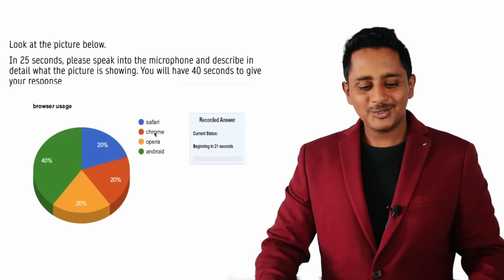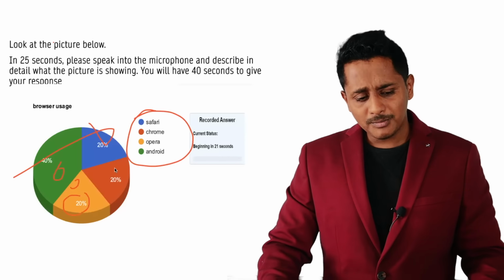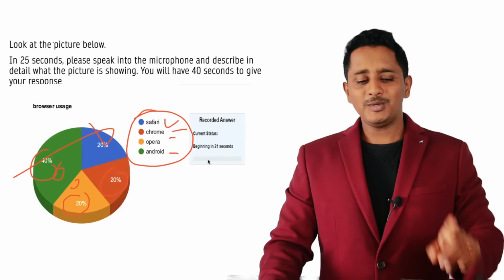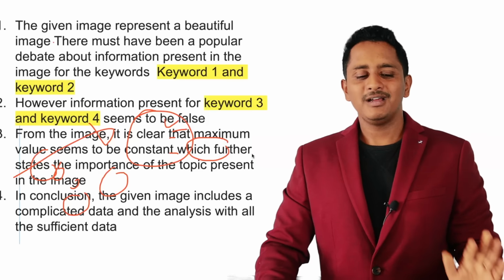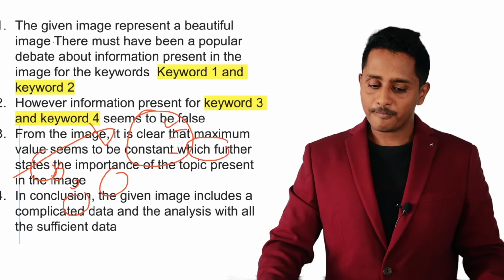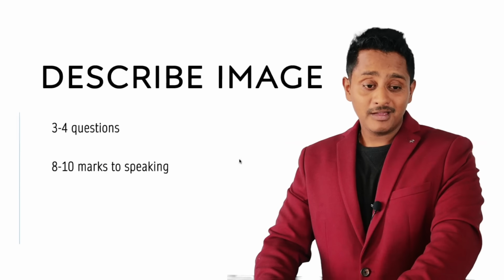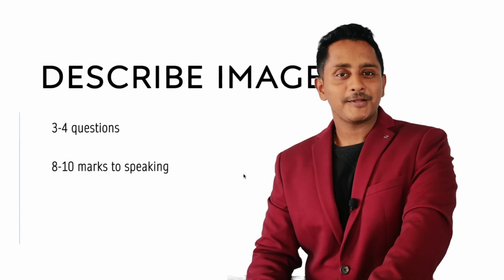The 4 keywords, you can choose anything from the image. You can choose color, you can choose this 20%, 30% or whatever, or Safari, Chrome, Opera, Android. You will have 25 seconds to prepare. Just write 4 words from the image and fill them in here. Memorize them. Describe image, done and dusted. You may be thinking it's a very easy exam. It is indeed. 3 to 4 questions come, 8 to 10 marks to speaking, not more than that.